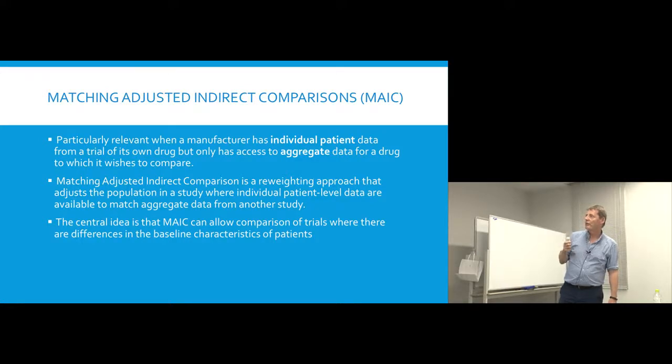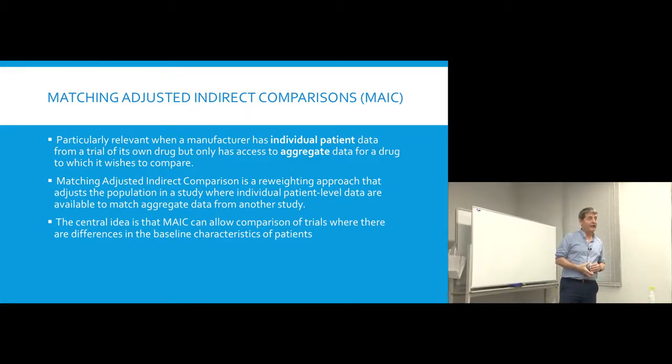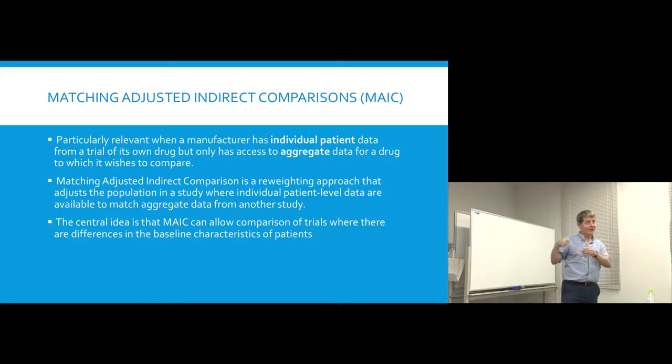So it's a reweighting approach. Basically, it allows you to control for differences in baseline characteristics. So in this case, if the dacarbazine arms had patients with rather different characteristics, this approach, in principle, will allow you to adjust for that. So it's quite a step forward.